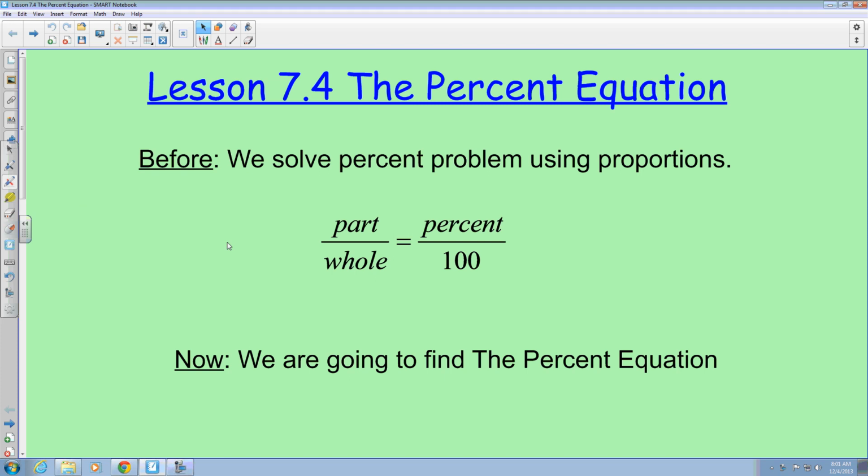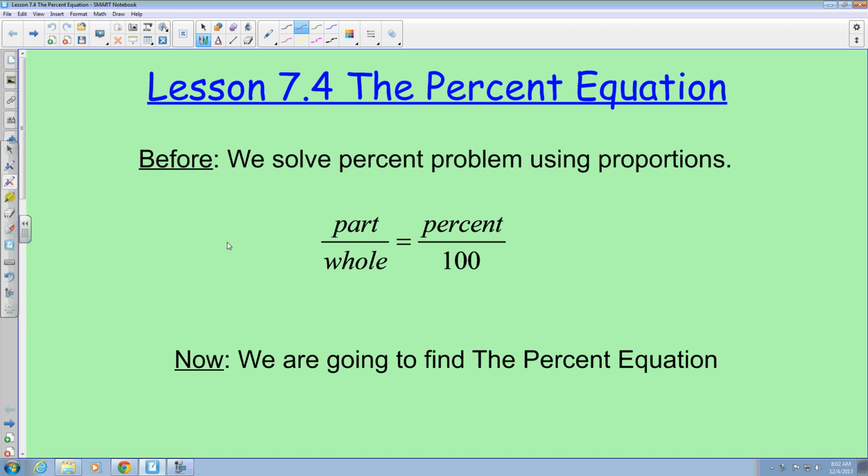Okay, we're in section 7.4 where we're going to use the percent equation. The percent equation is basically a proportion because there are going to be problems in this section where we're given a part, the whole, or the percent. One of those three things is going to be an unknown, and we have to find that unknown with the two other known values.